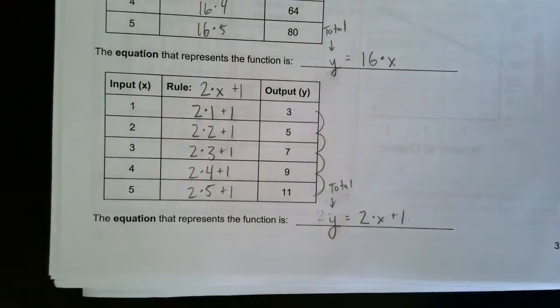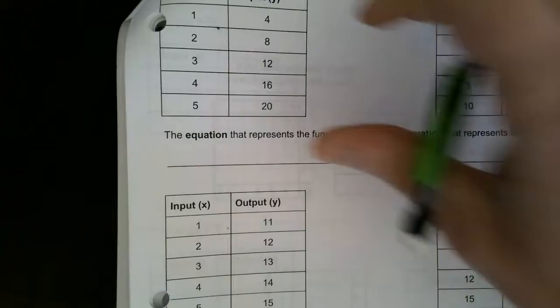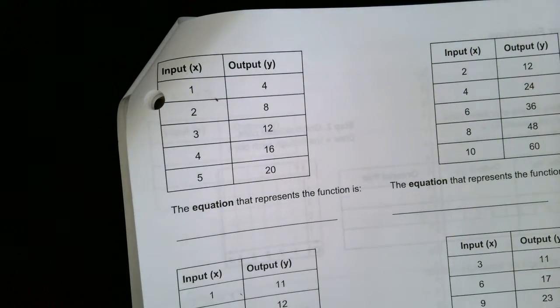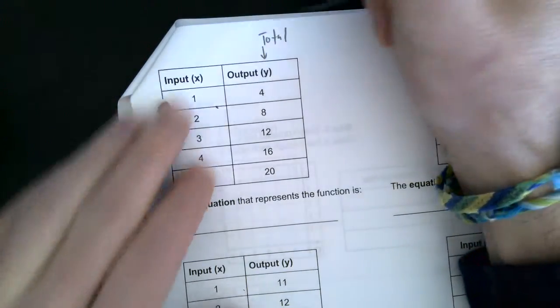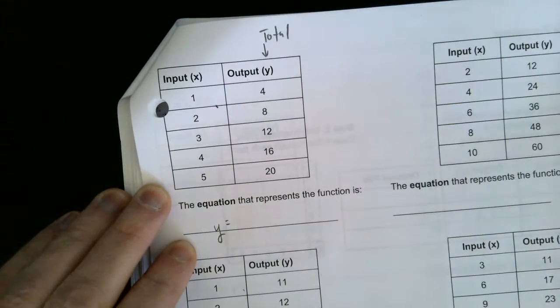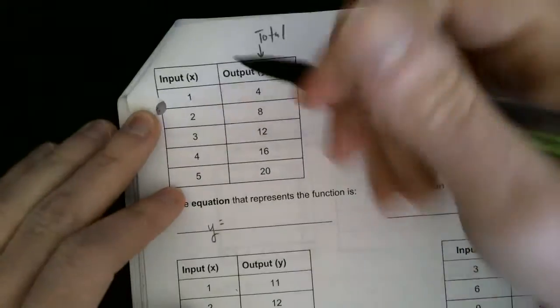So in the next examples, notice that there's no space for the rule. We're still going to figure out the rule. It's going to help us write the equation. Now remember, the output is the total. And in an equation like this, the total is going to be by itself. So we can already start the equation. It's going to be y equals something. Now we just have to figure out what the rule is.